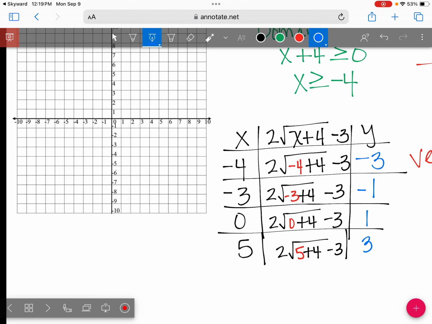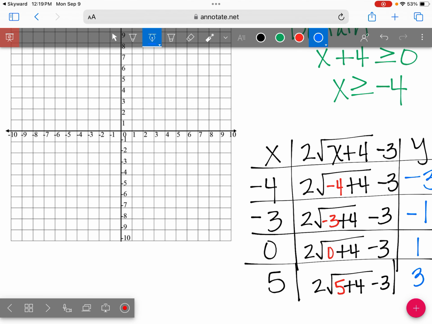All right, so let's go ahead and graph it. So -4, -3, that's my start. So right here is my start. And then it goes -3, down 1. At 0, up 1. And at 5, up 3. And it looks like it just goes one direction like that.